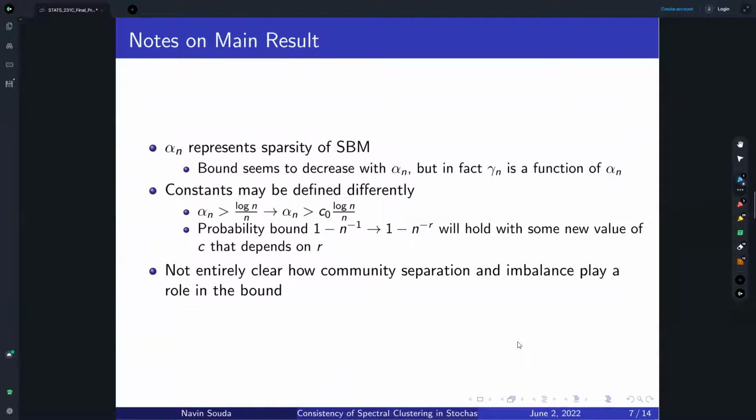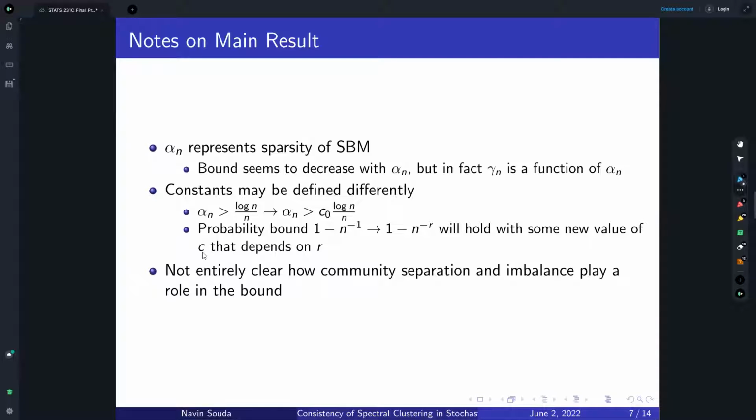Another thing to note is that you can define the constants differently if you'd like. As we go through the proof, we might see that, but we can have this alpha n greater than log n over n. We can change that to alpha n greater than or equal to some c naught times log n over n. Then we'd have to propagate that through. It's not that big of a deal, but it is possible. And then the other thing is that you can actually replace the 1 over n with 1 over n squared, or 1 over n to the r for any r greater than 0. But you're going to have to, again, change your value of c, and it'll depend on that r that you choose.